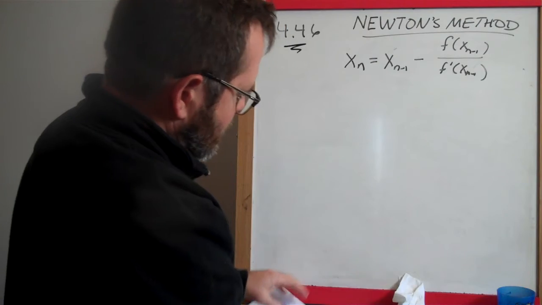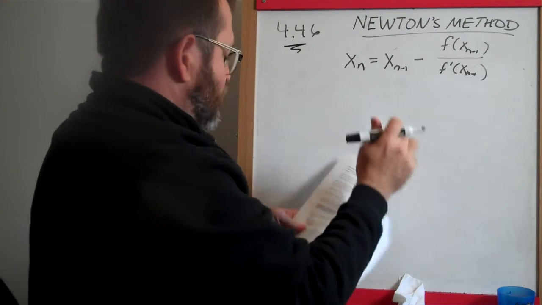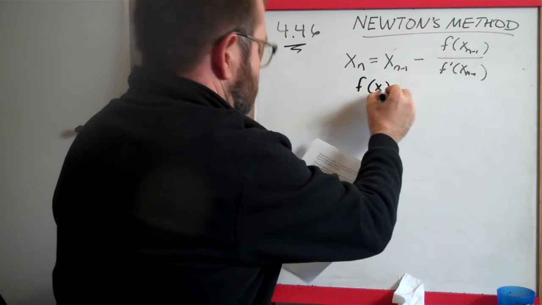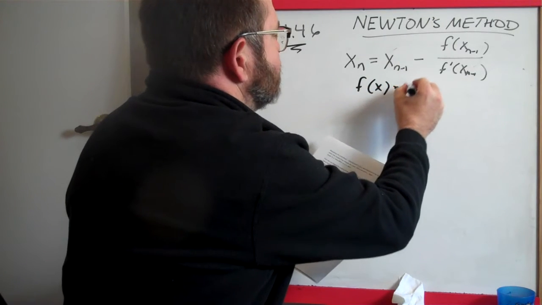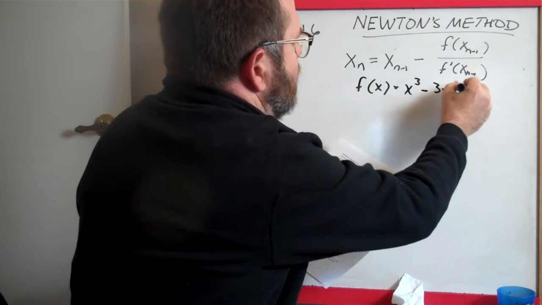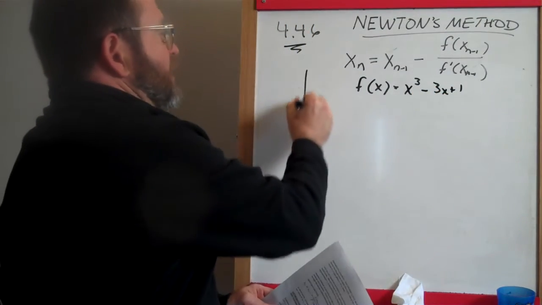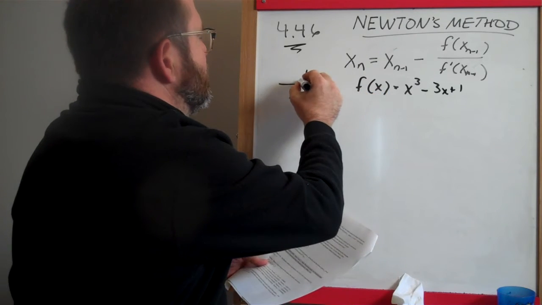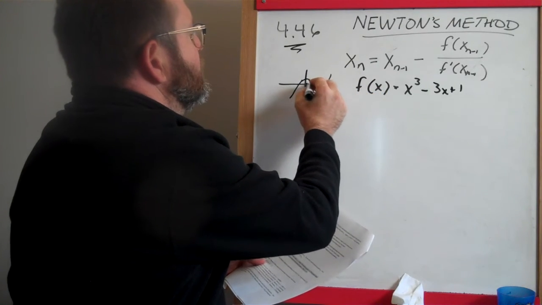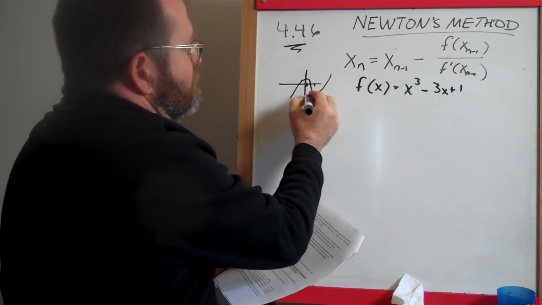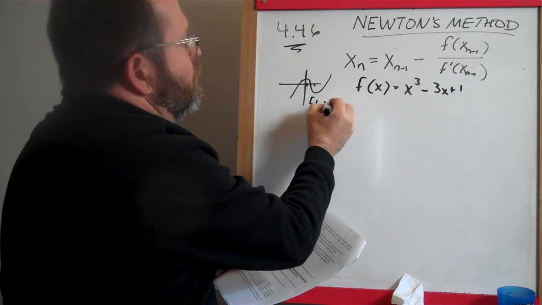Okay. Problem 446. The equation that we're working with is f of x is equal to x cubed minus 3x plus 1. This function, I don't know off the top of my head what it looks like here, but there apparently is going to be some kind of root of the equation, some kind of zero of the equation in the interval 1 to 2.